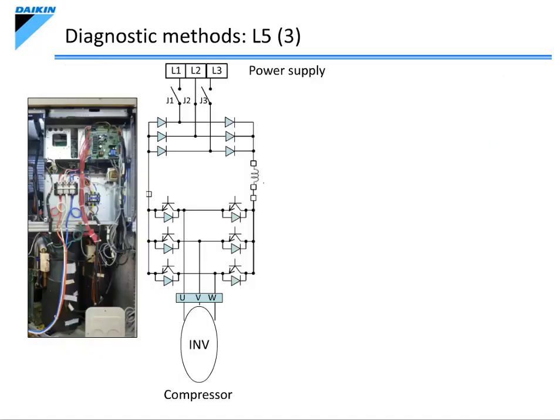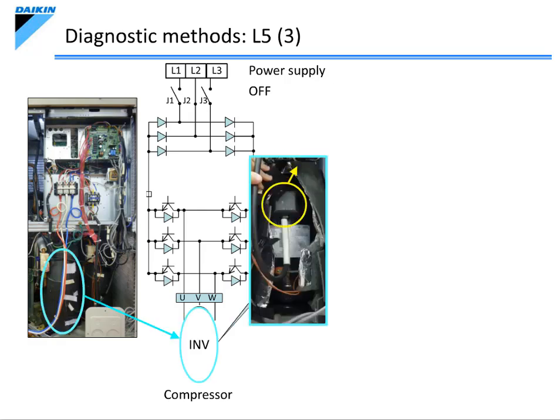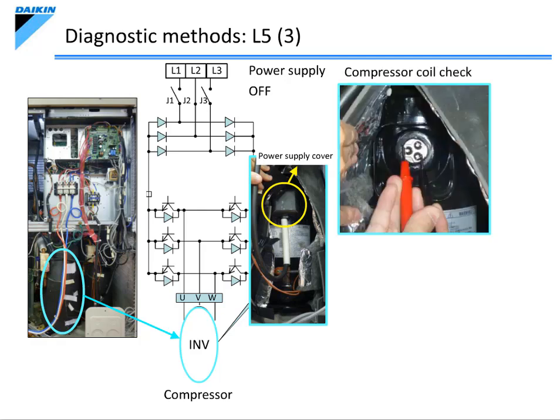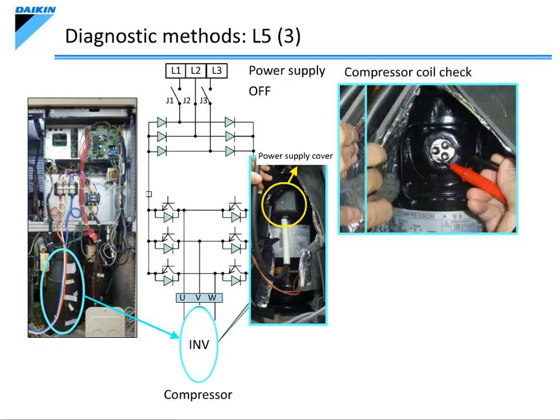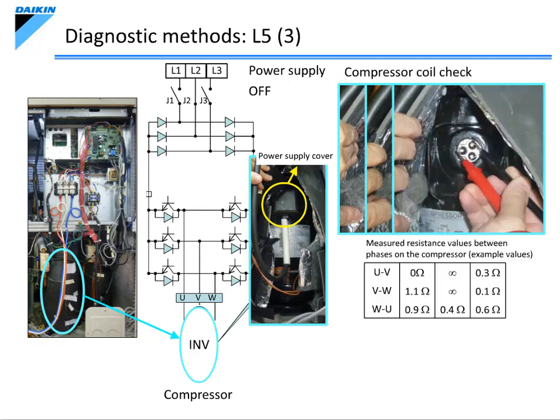Before checking the compressor, make sure that the power is turned off. Remove the power supply cover on the compressor and disconnect the wiring connected to the terminal. Then, measure the resistance between the phases of the terminal using the resistance measurement mode of the tester. If the measured resistance is 0 ohms or open, then there is a problem with the motor coil inside the compressor, and the compressor must be replaced.